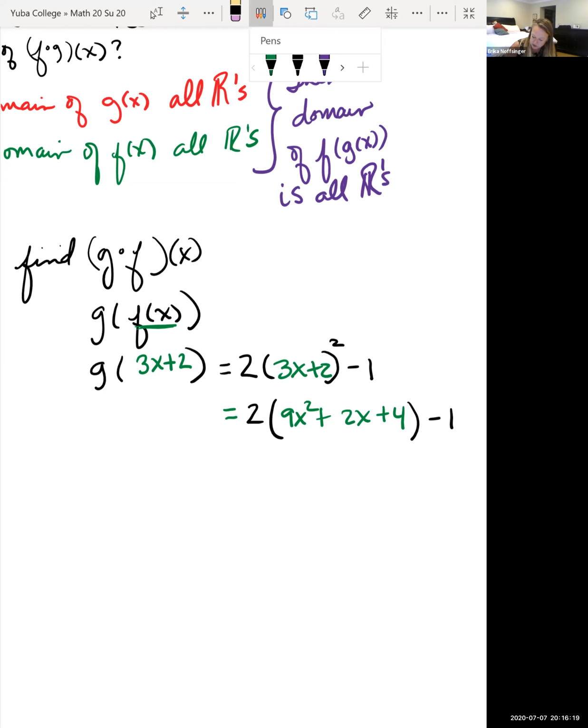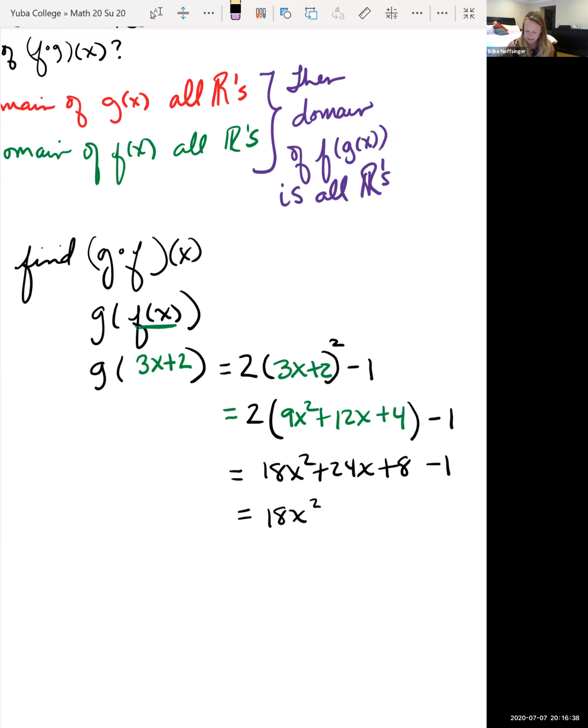So let's distribute the 2 and then combine like terms. And so distributing the 2, we get 18x squared plus 24x plus 8. And then we have this minus 1 outside. So we only have two terms that are like, so 18x squared plus 24x, and then 8 minus 1 gives us plus 7.